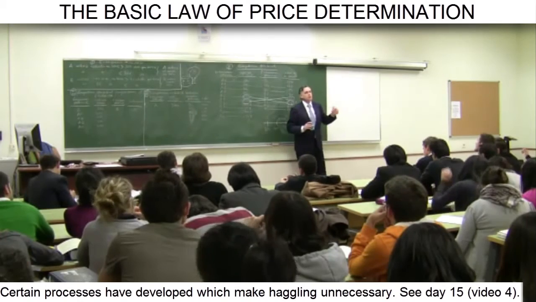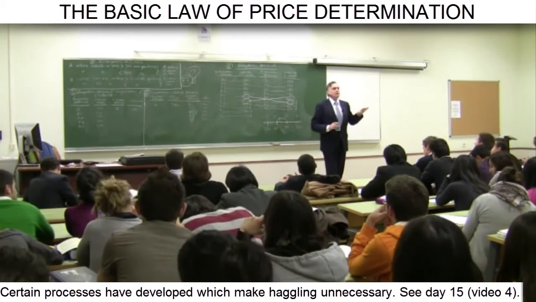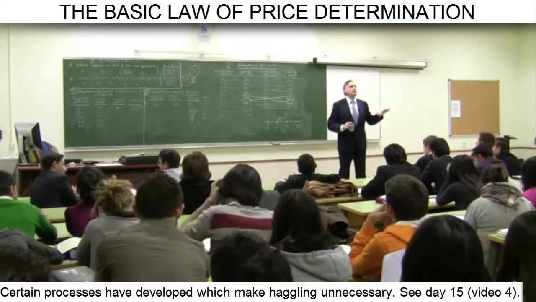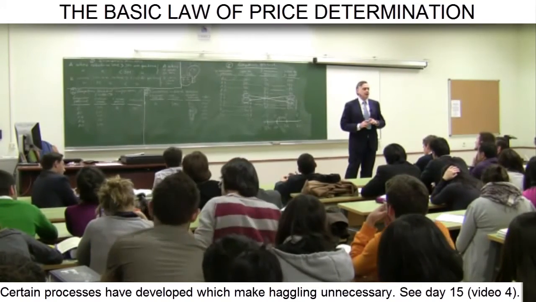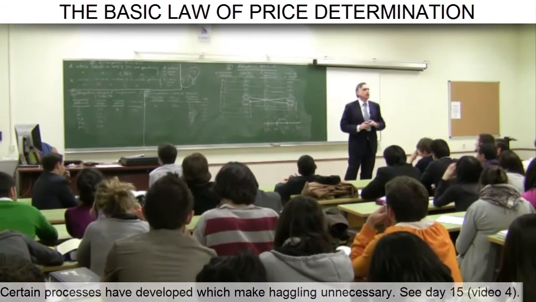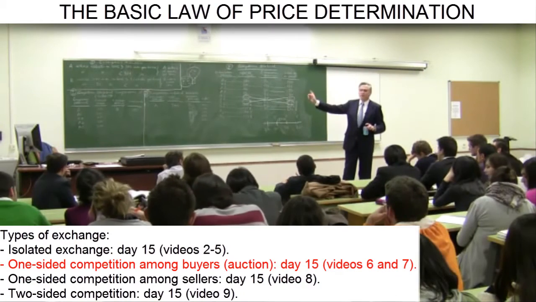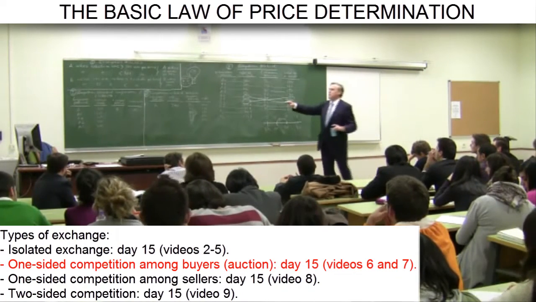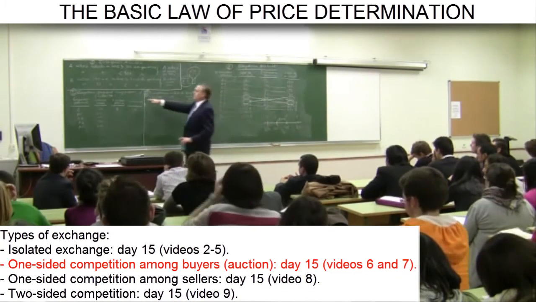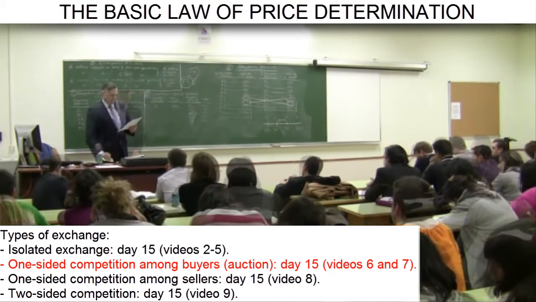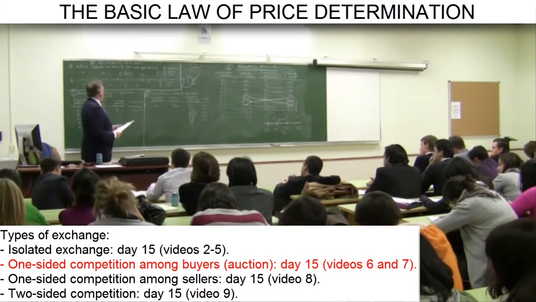As I was saying, fortunately a number of institutional processes have developed spontaneously in the market, and in most cases remove the need for haggling. We are now going to consider the second, third and fourth types of exchange processes. We will call the second type one-sided competition among buyers.